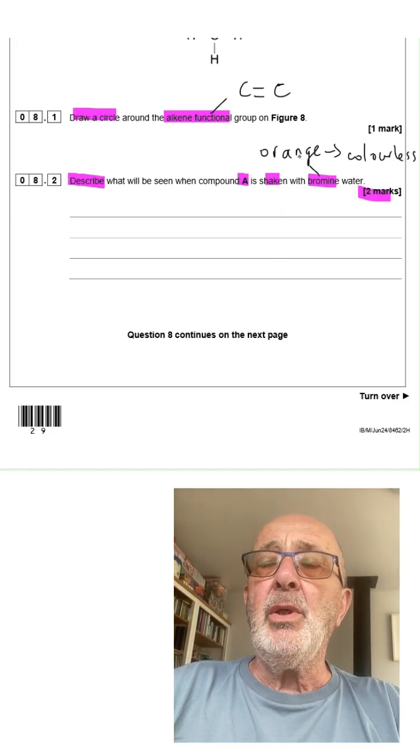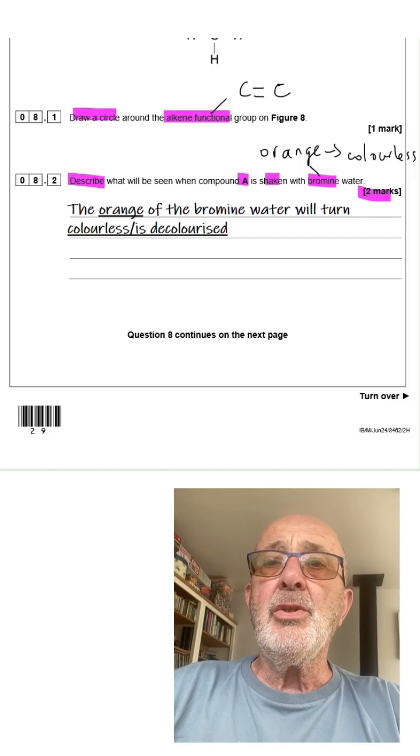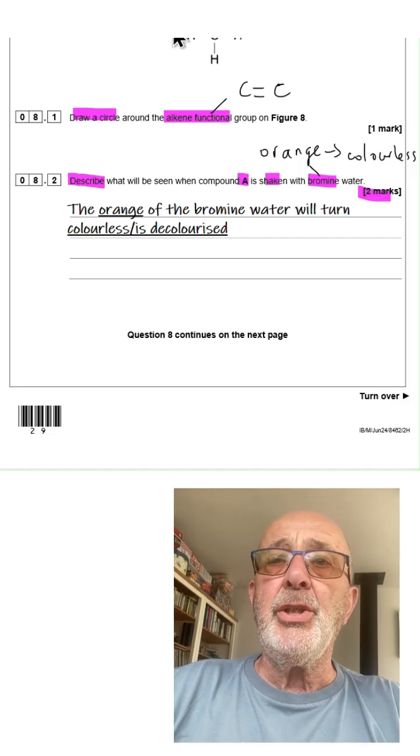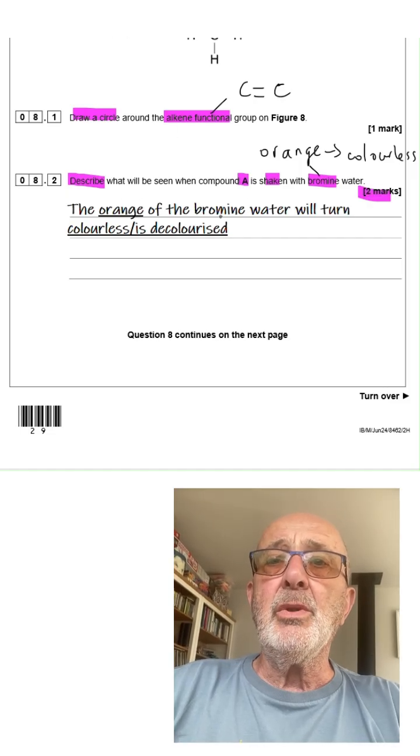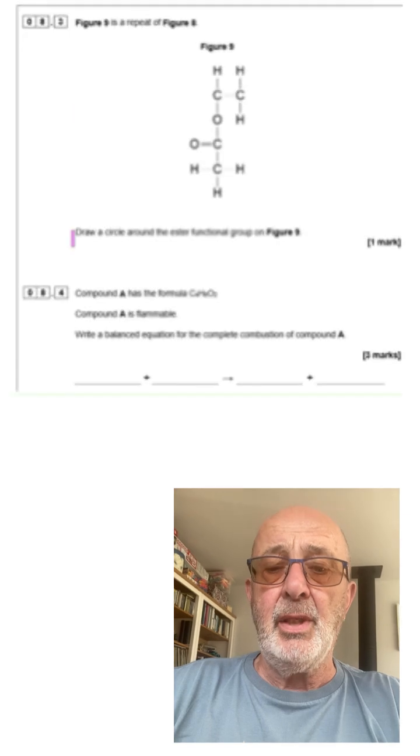Now, bromine water goes from orange to colourless in the presence of a double bond. So to get our 2 marks, the orange of the bromine water will turn colourless or is decolorized. 1 mark for orange, 1 mark for decolorized.